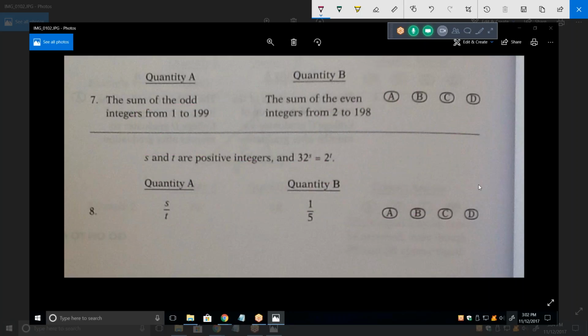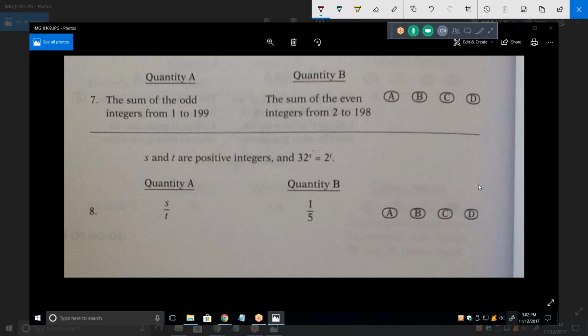Let's look at 8. This is kind of a common problem whether you're looking at GRE, GMAT, SATs, or ACTs. What's in common between the numbers 2 and 32, besides the number 2? Well, 2 is a factor of 32. Okay, but it's more than a factor.